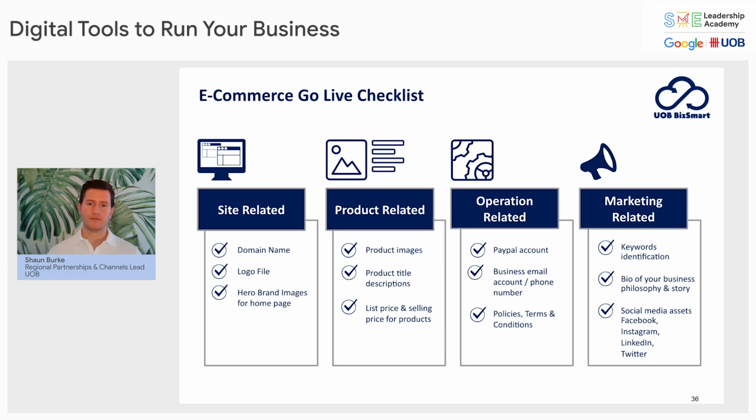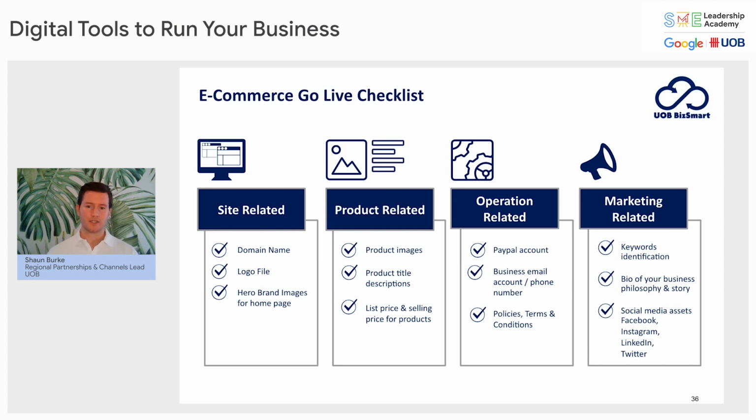So in terms of a go live checklist, the kind of things that they'd like you to be thinking about is in terms of your website, do you have a domain name? Do you have your logos? Do you have your hero brand images for your homepage? Do you have your product images, your product title descriptions, and your list pricing? This is also the search engine optimization works, that everything is correctly tagged and it all works together. So when people look for your brand, they find what they're looking for.